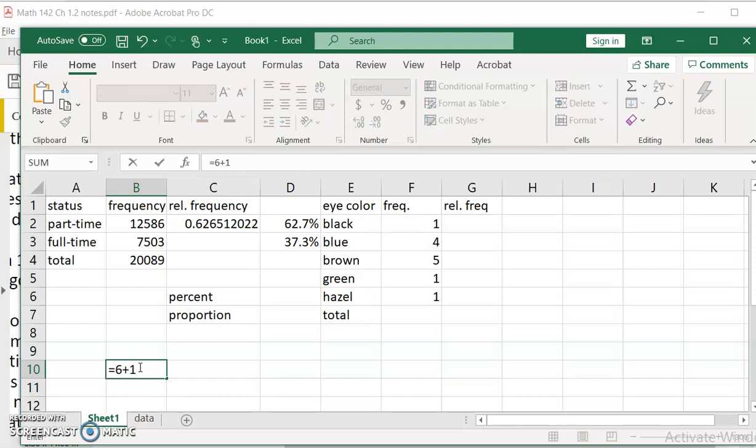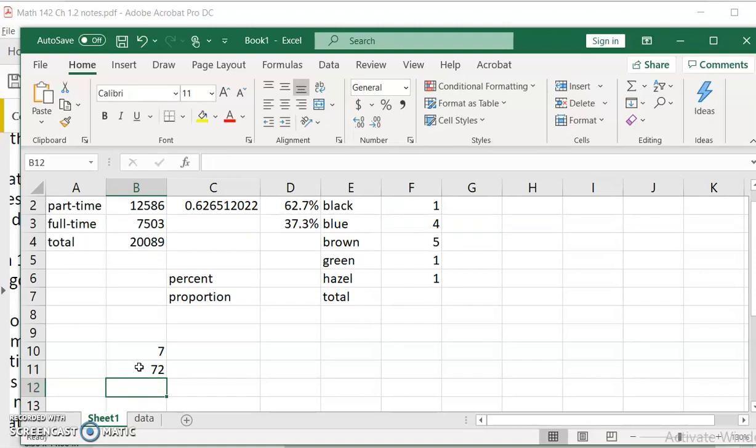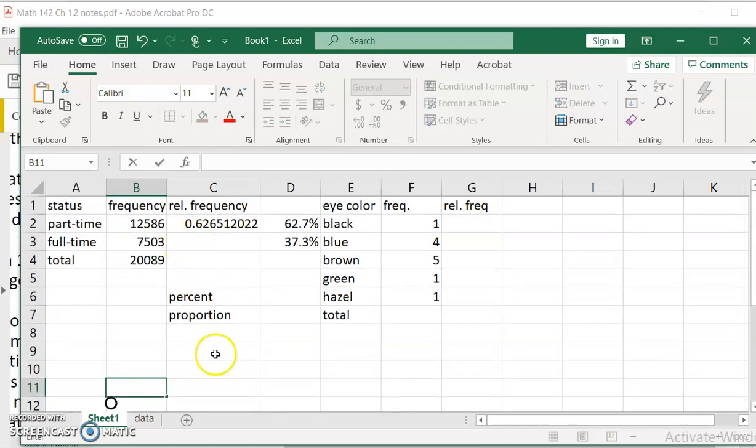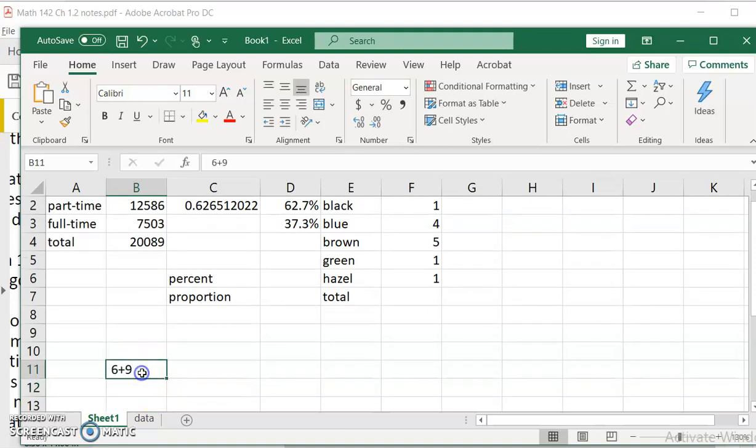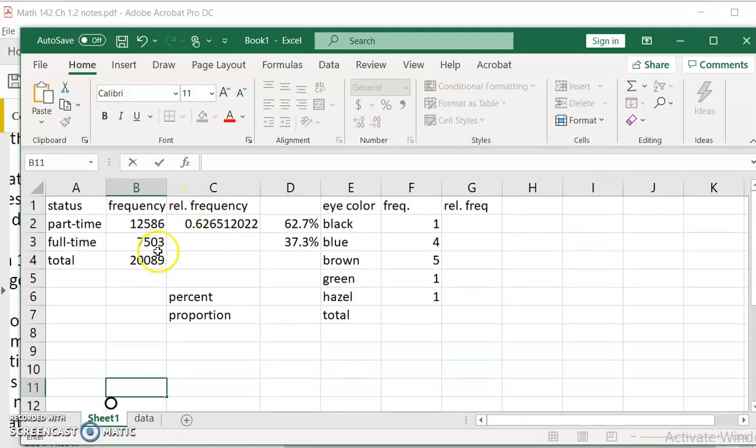6 plus 4 plus 6 plus 1, it does 17 for you, but it has to start with equal, okay? 8 times 9 is 72. So it knows that you are doing a calculation if you start with equal. If you just type 6 plus 9, it doesn't do anything because it doesn't know that you're doing a calculation. It would be just like a table.